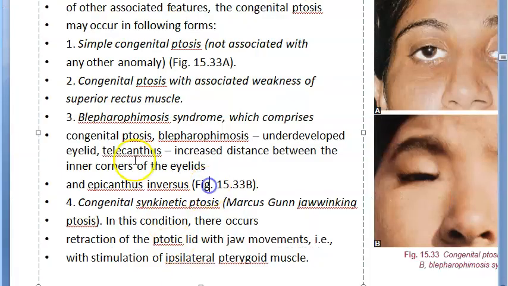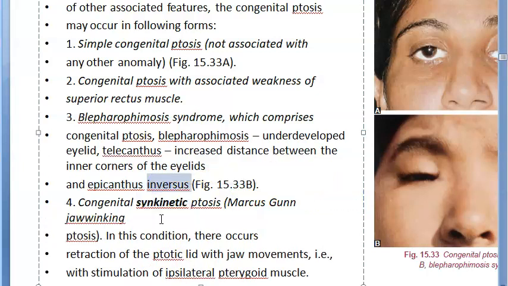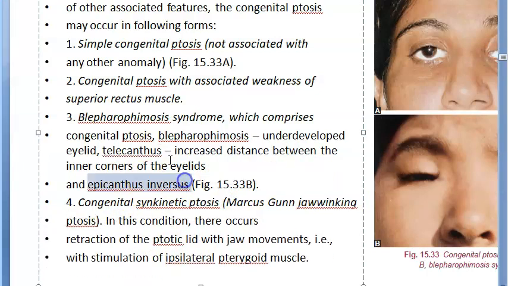Then that's telecanthus. Then they're saying epicanthus inversus. Epicanthus, we know what it is, right? There is some epicanthal fold. That means at the medial canthus there will be a semilunar fold of skin. So here it will be inversus. Okay. So that is blepharophimosis syndrome.